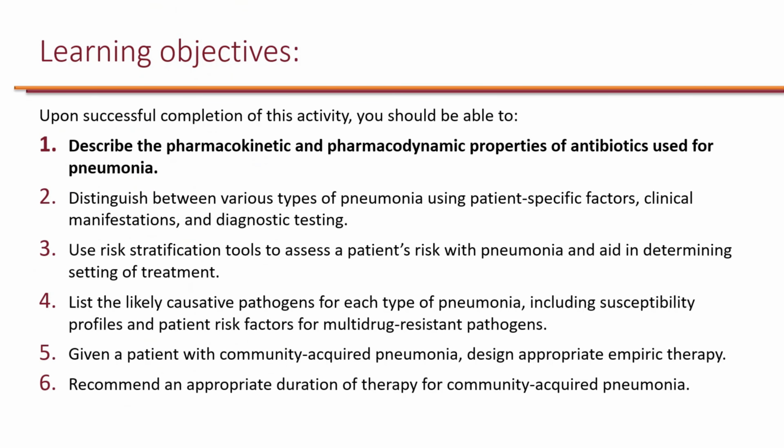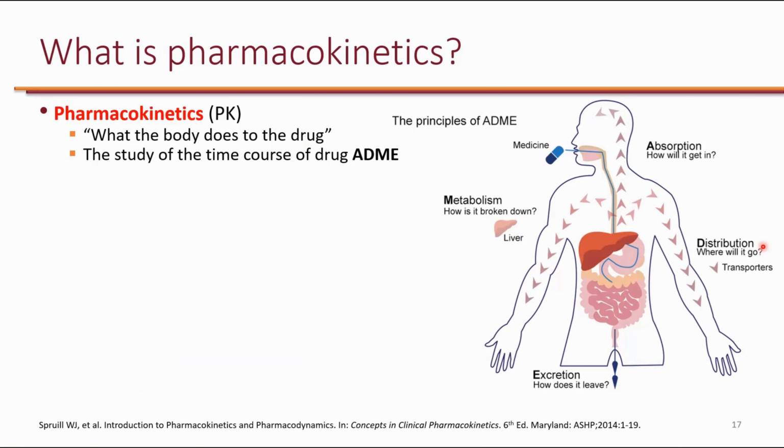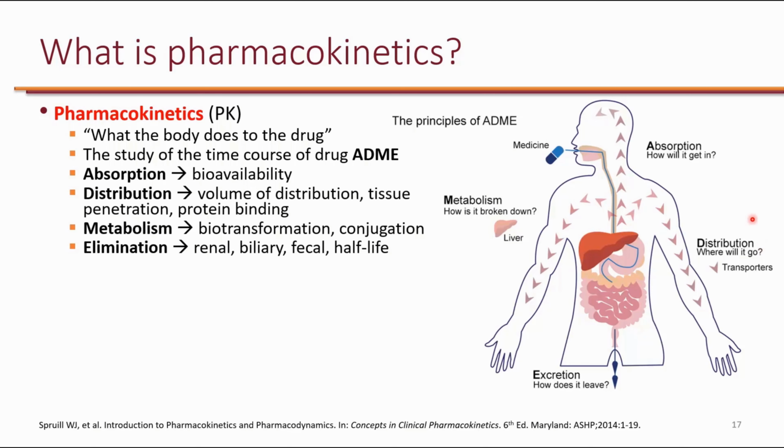The first learning objective is to describe the pharmacokinetic and pharmacodynamic properties of antibiotics used for pneumonia. Let's review what pharmacokinetics means. Traditionally, pharmacokinetics is known as what the body does to the drug. It basically involves ADME: absorption, distribution, metabolism, and elimination. It's important to consider absorption so we know the bioavailability of drugs.